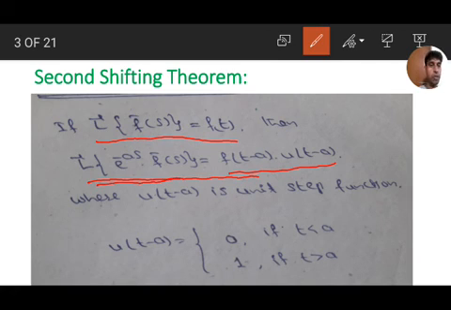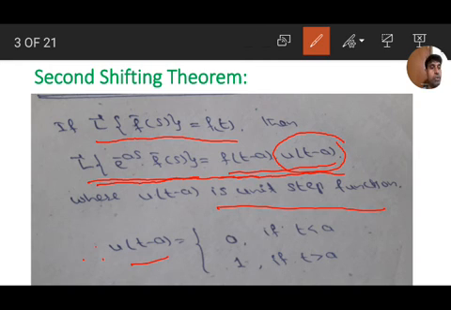Where u of t minus a is the unit step function, and we know that the unit step function u of t minus a equals 0 if t is less than a, 1 if t is greater than a. This is the second shifting theorem.